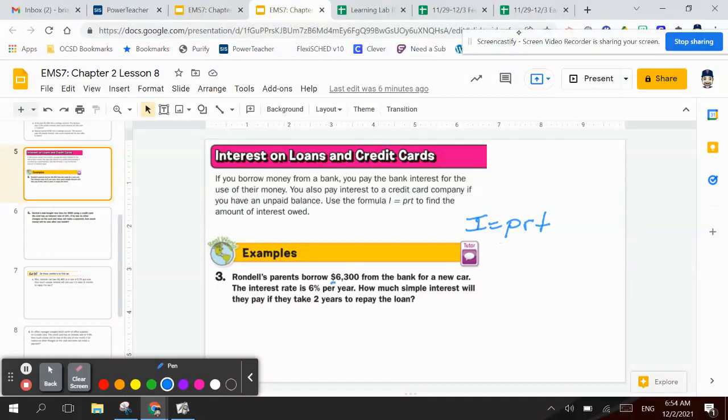So the principal is how much money we're borrowing, $6,300, times the percent, which is 6%, times the length of the loan, which is 2 years. So again, if I use my calculator and I take 6,300 and multiply that by 6%, which is 0.06, I get $378. And then I have to multiply that by 2 years because that's for 1 year. And when I multiply that by 2, they will be paying $756 more.